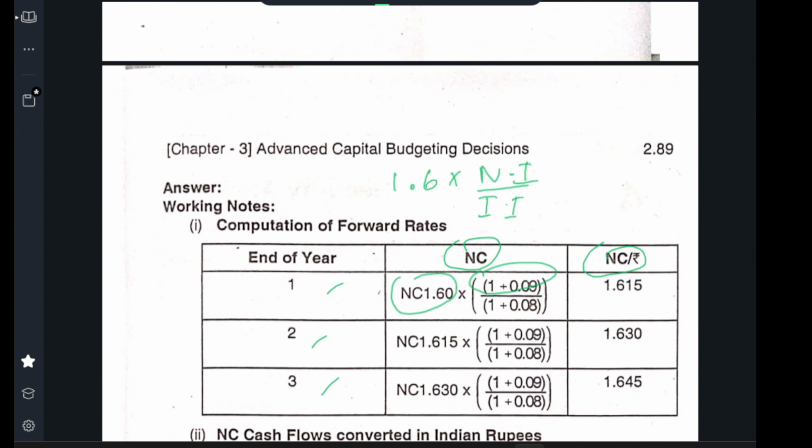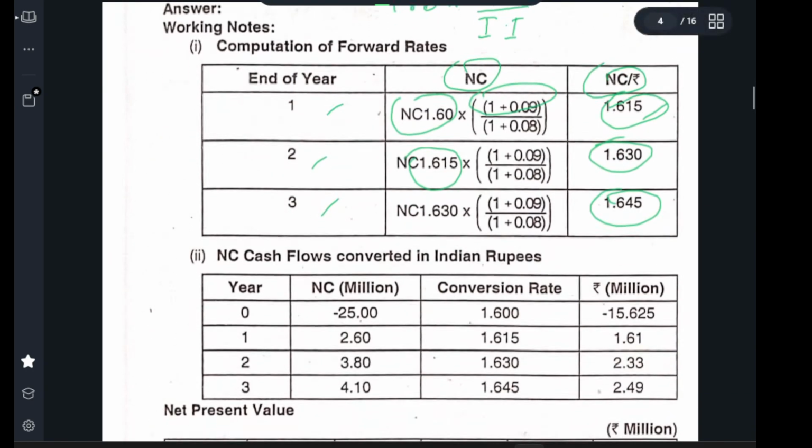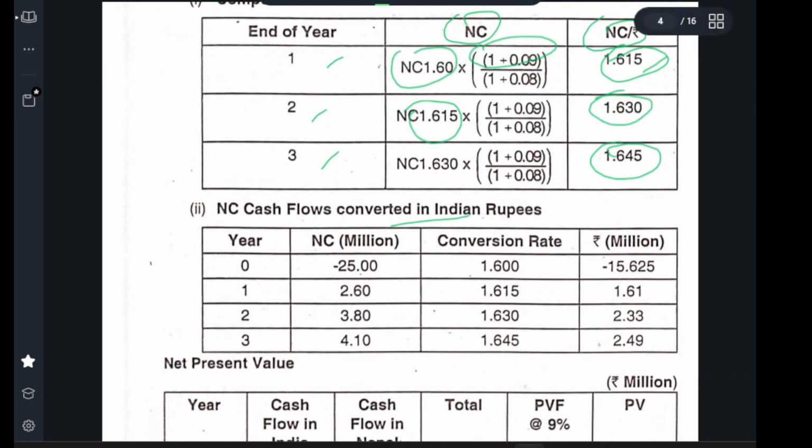For year 1 this gives 1.615. Then 1.615 into 1.09 divided by 1.08 gives 1.630, and again 1.630 into 1.09 divided by 1.08 gives 1.645. This is the computation of the forward rates. Very good. Now convert the net cash flow to Indian rupees in millions.